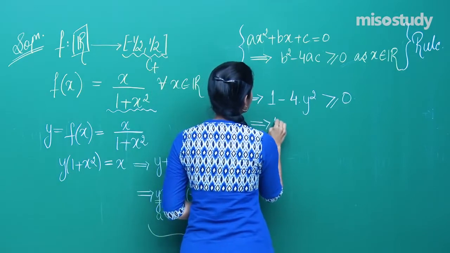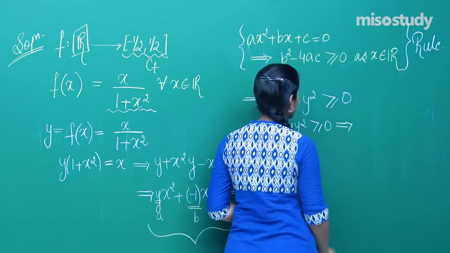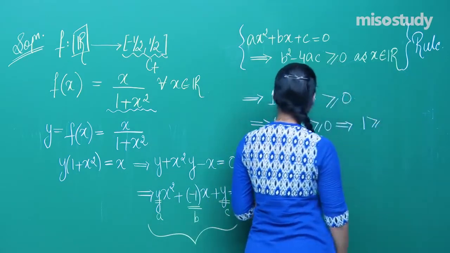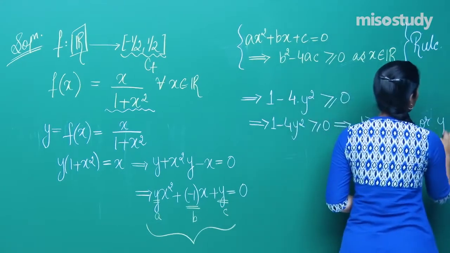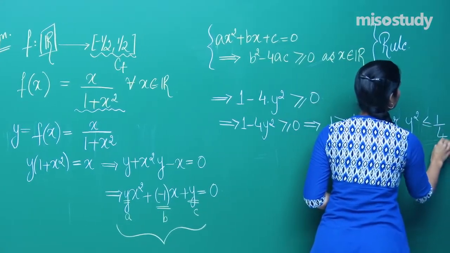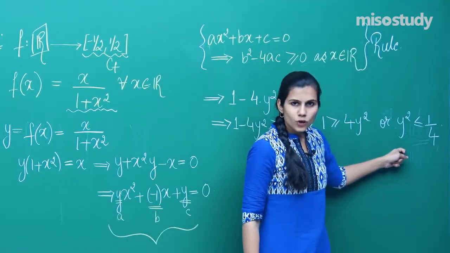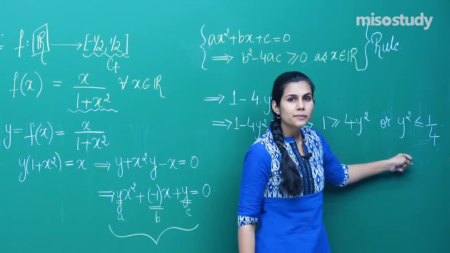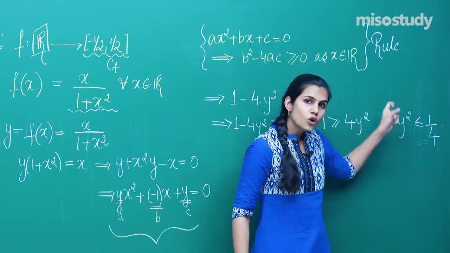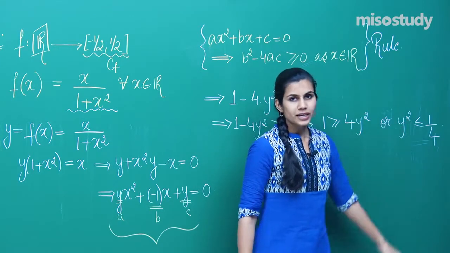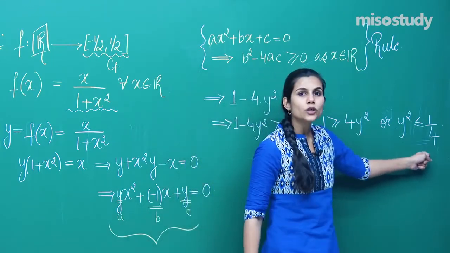Which implies 1 minus 4y square greater than or equal to 0 can take place only when 1 is greater than or equal to 4y square, or I can say y square is less than or equal to 1 by 4. That means y, which is standing here as the variable to represent the output of the function, its square is always less than or equal to 1 by 4. That means the function is producing outputs whose square is less than or equal to 1 by 4.